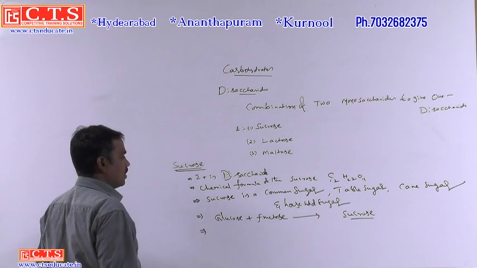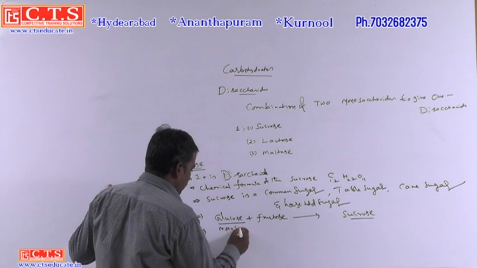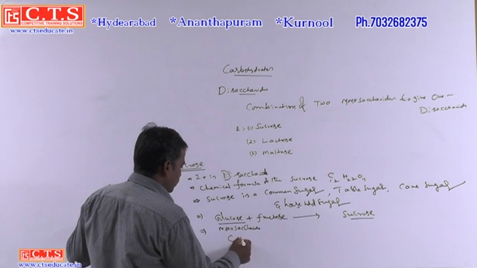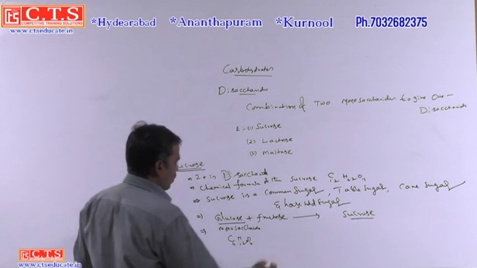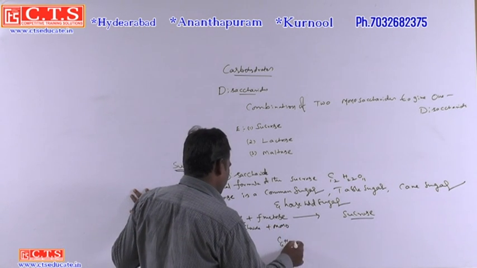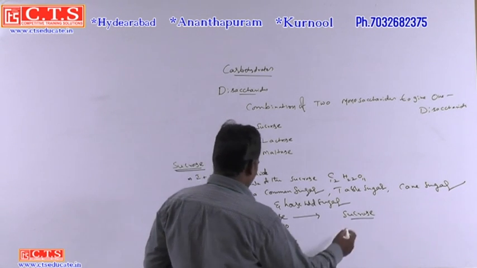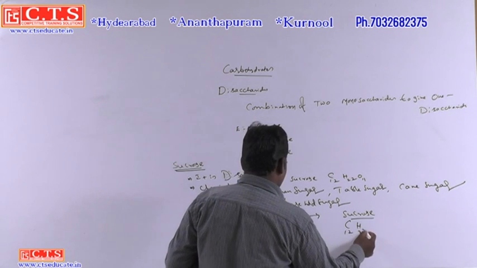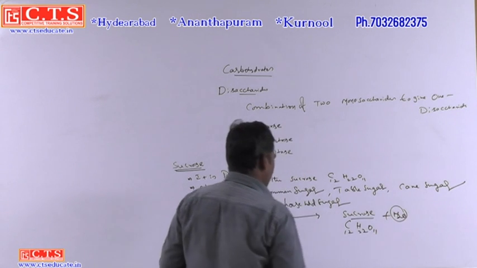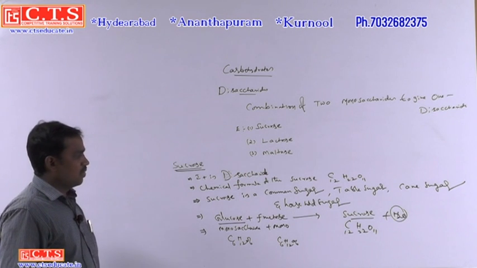For example, glucose is a monosaccharide with formula C6H12O6. Fructose is also a monosaccharide, C6H12O6. Sucrose formula C12H22O11 plus loss of a water molecule H2O gives C12H22O11.